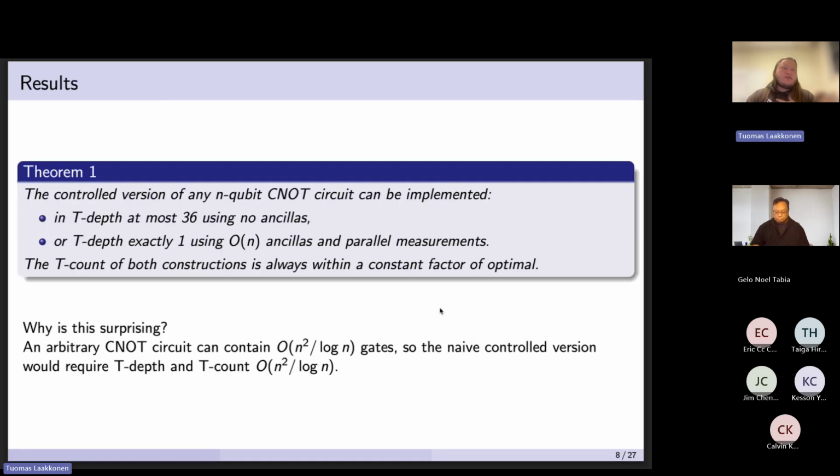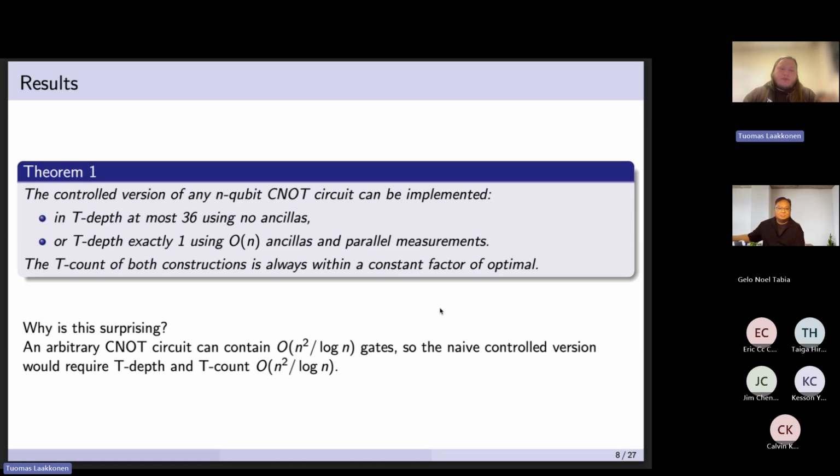And specifically, we're going to show 3 things, and both of the two applications I just mentioned are going to be built off of this first theorem that we'll show. The idea is if we restrict only to considering the case of CNOT circuits, so circuits using only CNOT gates, then the controlled version of any n-qubit CNOT circuit can be implemented in T depth at most 36. So like a constant, using no ancillas. Or if we're allowed to use ancillas and measurements, then we can do it in T depth exactly 1. So we can parallelize it as much as possible. And moreover, the T count when we do this, so how many T gates we use, is not that much worse than what we started with. It's always within a constant factor of optimal.